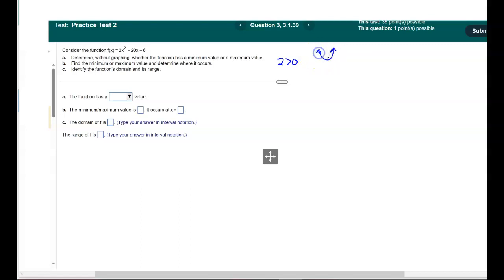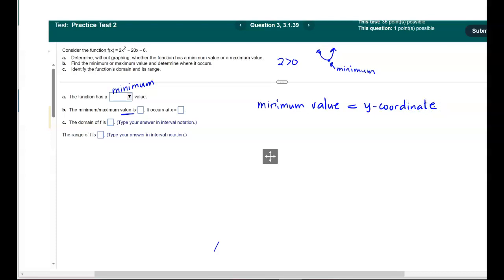If you have a parabola that opens upward, then the vertex is a minimum. That's the lowest point of the graph. So in other words, this function will have a minimum value. And when you say minimum value, that's actually the y-coordinate. So the minimum value means the y-coordinate of the vertex of the parabola.